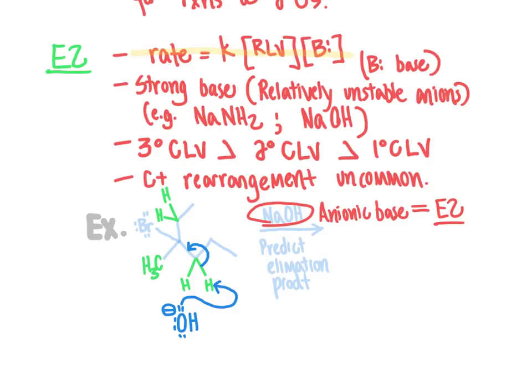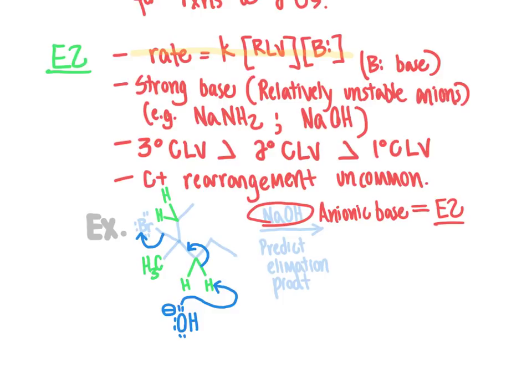And then simultaneous to that, our leaving group leaves. So in one step, we're going to go from our starting material all the way to our final product. And this mechanism we've shown here is supported by the fact that we see that carbocation rearrangements are not typical, and we see that the rate is proportional to both the concentration of the base and the concentration of our starting material that has the leaving group bonded to it.